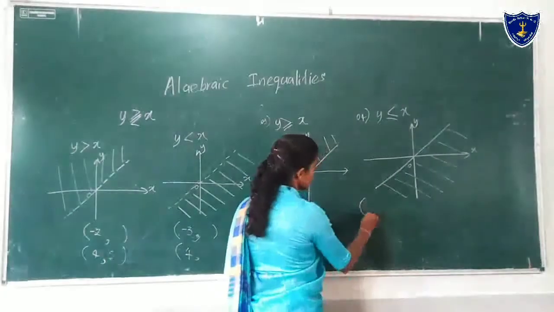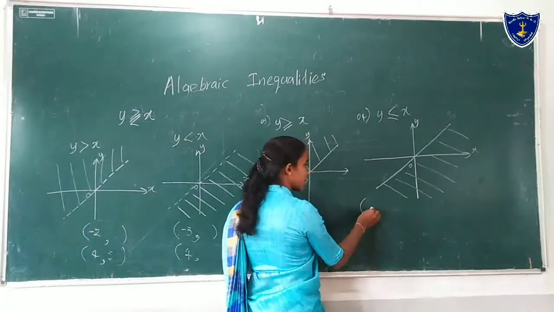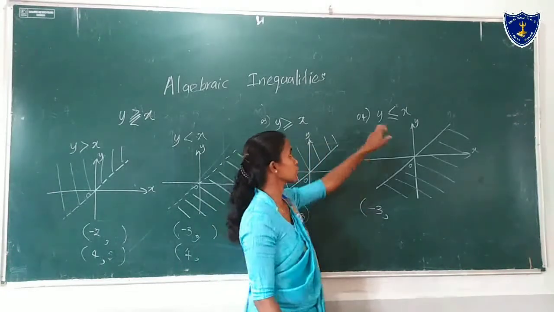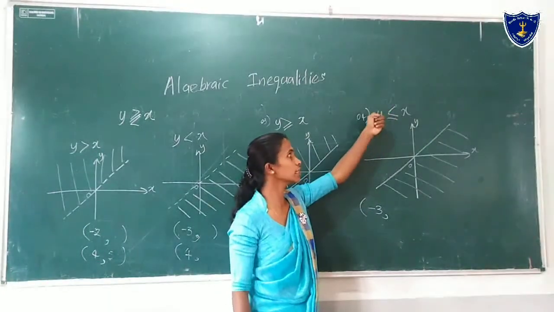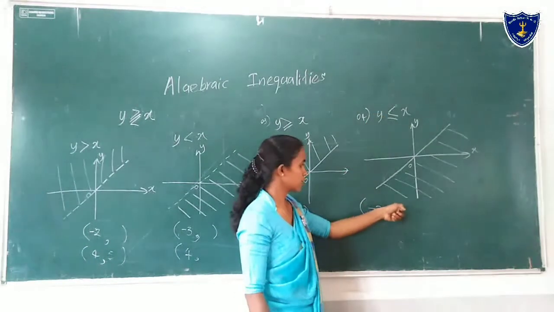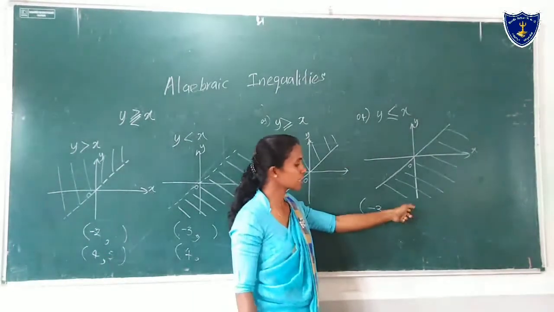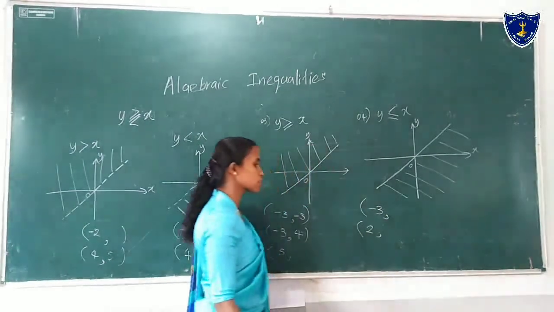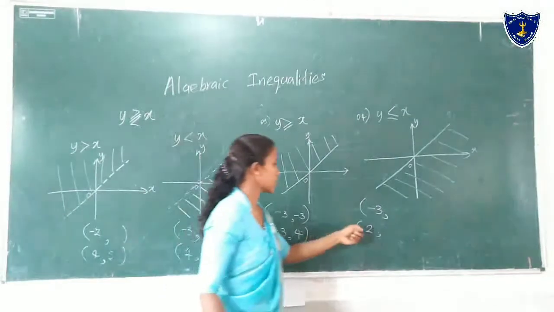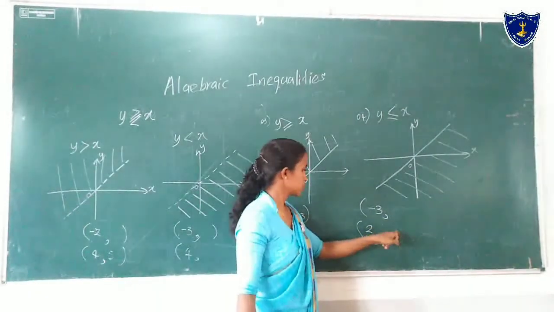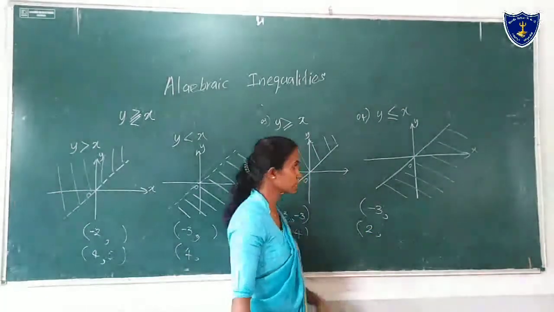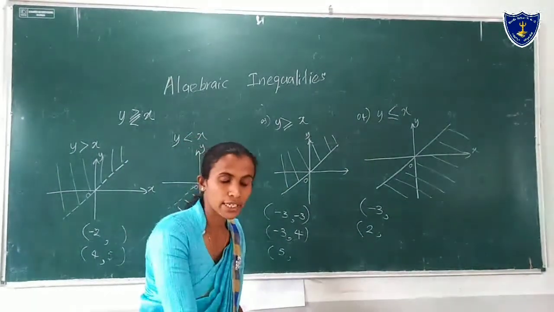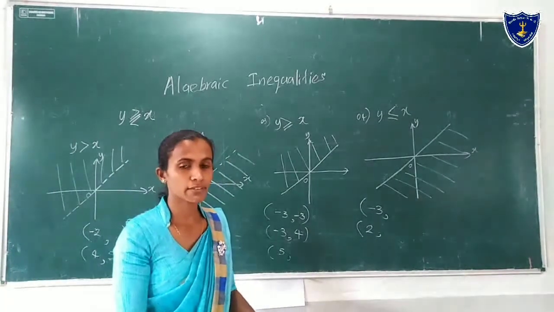Here, if you take x coordinate as negative 3, y coordinate should be equal to negative 3 or less than negative 3. Negative 3, negative 4, negative 5, these numbers you can take. If the x coordinate is positive 2, you can take 2, 1, 0, any negative integer you can take as the y coordinate. Okay, you can complete exercise 25.3 also.